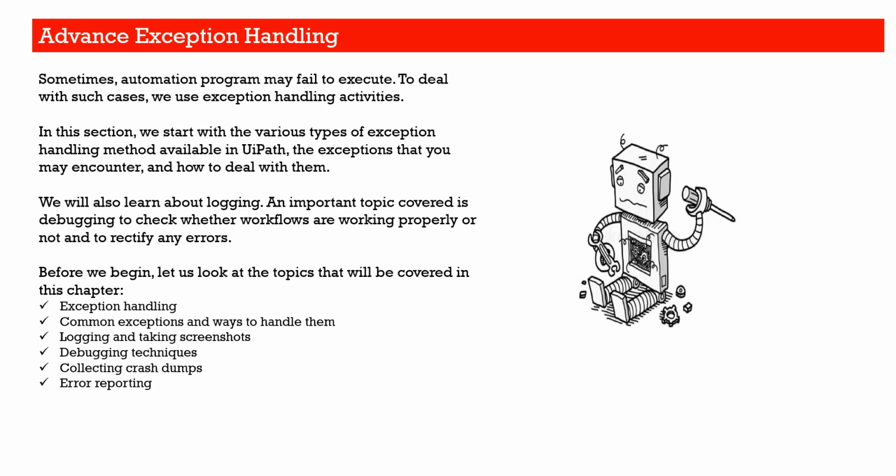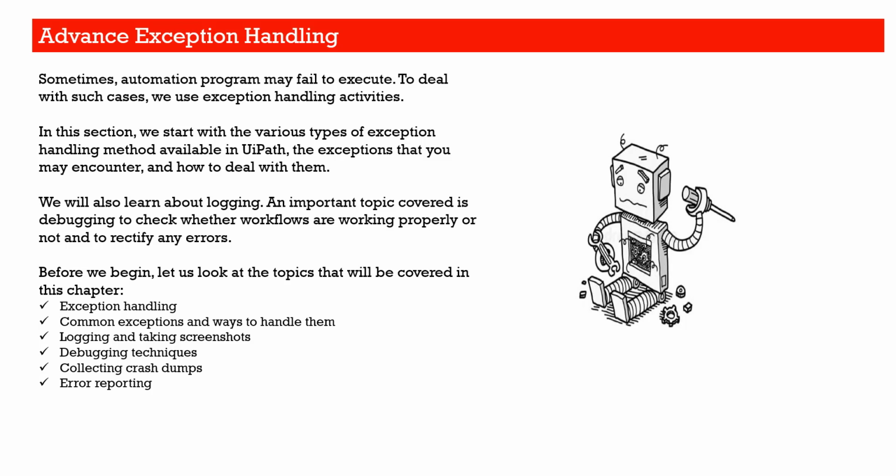All right. So let me tell you this. Sometimes an automation program may fail to execute, right? Sometimes the same automation is working most of the time, but sometimes it fails. The reason being the internet is down, or the application is down, or it's not able to read the data in a given wait window, right? To deal with such scenarios, where we have an exception, what we do we call exception handling, right? So in this section, we'll start with various types of exception handling methods available in UiPath, the exceptions that you may encounter and how to deal with them. So that's what we are targeting.